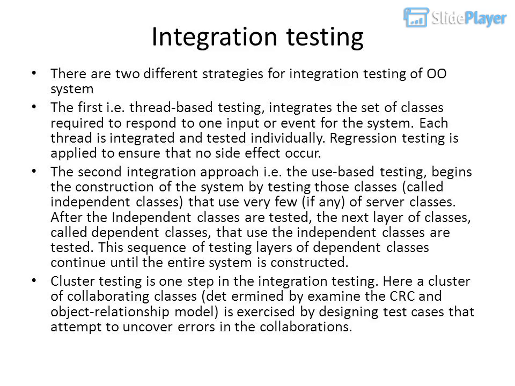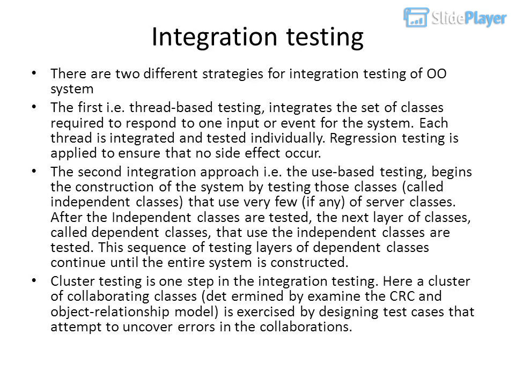There are two different strategies for integration testing of an OO system. The first, i.e. thread-based testing, integrates the set of classes required to respond to one input or event for the system. Each thread is integrated and tested individually. Regression testing is applied to ensure that no side effects occur.